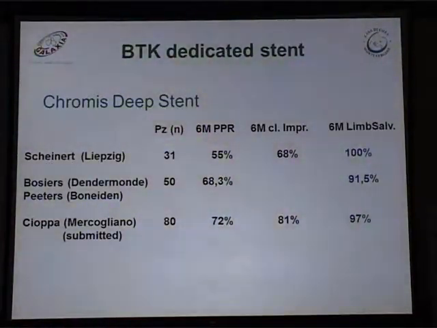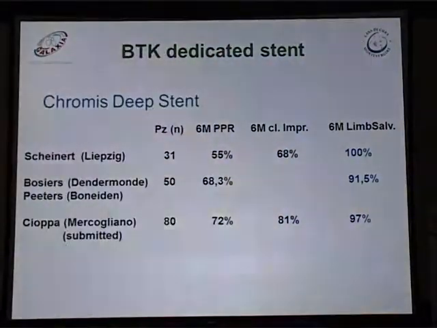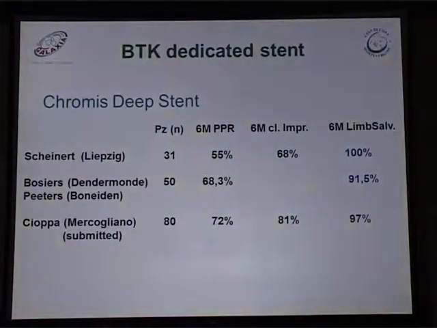So the dedicated below the knee stents, with the Chromis Deep stent. Dr. Chopra from our center enrolled 80 patients with a primary patency rate at 6 months of 72%, clinical improvement at 6 months of 81%, and limb salvage of 97%. If you see the other studies made by Scheinert from Leipzig, Boise, we have the limb salvage nearly the same.